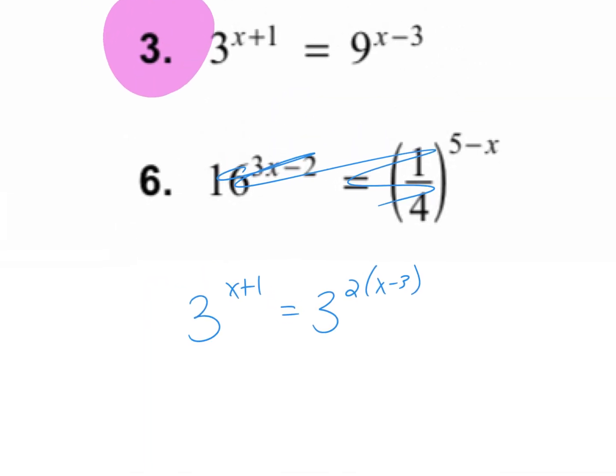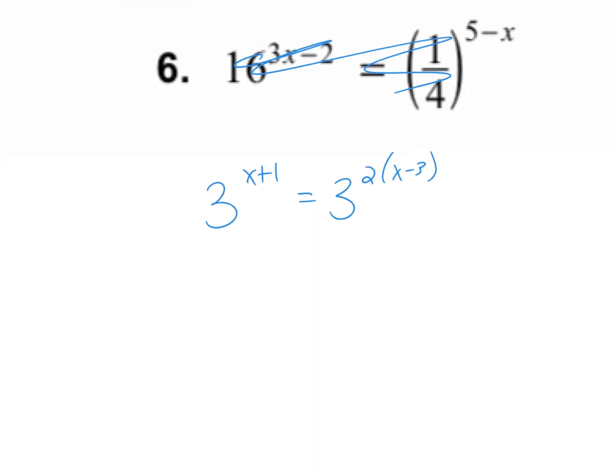Change to the base that you can, like I can't multiply 9 by itself and get a 3. What would I have to do to 9? I'd have to take the square root, so you'd have to go to the 1/2. Don't do that. Always go to the smaller base. Now that the bases are the same, what can we do? You can cross them off. So over here you have x plus 1. Over here, you have 2x minus 6.